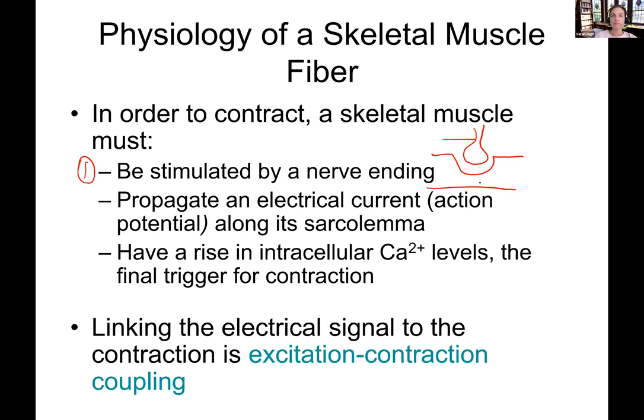Okay. Number two, that impulse has to be able to propagate along the sarcolemma. So remember, we have our step number one where the impulse comes down the neuron and jumps into the muscle.